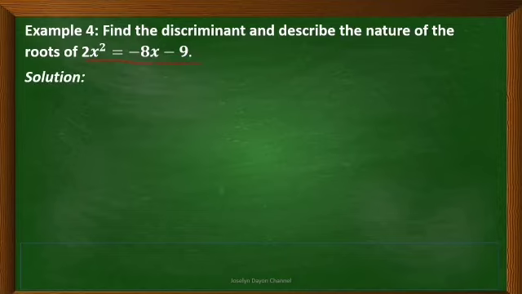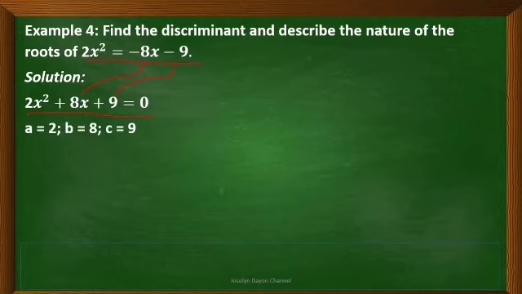So for our solution, same with example number 3, we have to rewrite first in standard form. So the resulting equation will become 2x squared, so negative 8x transposes, it will become positive 8x, and negative 9 becomes positive 9. So we have 2x squared plus 8x plus 9 equals 0. After that, we have to determine the values of a, b, and c. So a is equal to 2, b is equal to 8, and c is equal to 9.